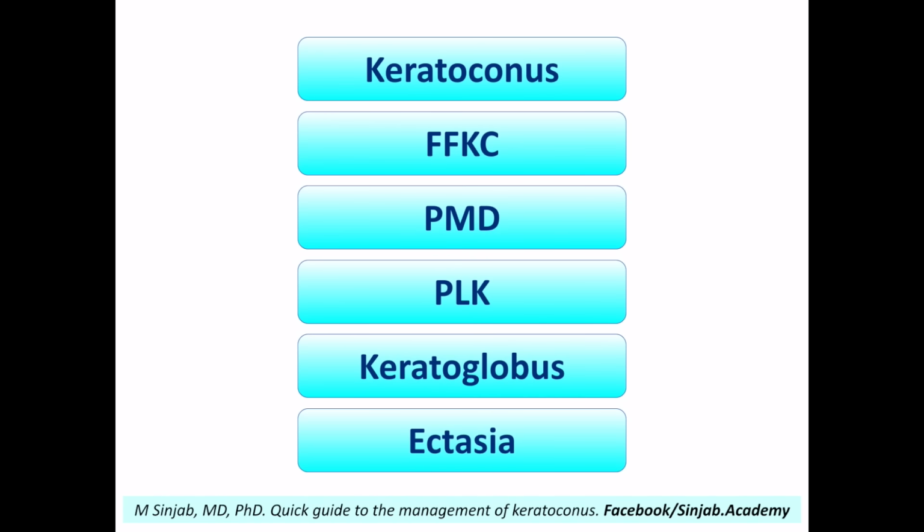In the last videos, we talked about keratoconus, but it is very necessary to mention other entities. We have to talk about Fruste keratoconus, Pellucid marginal degeneration, Pellucid-Like Keratoconus, and Keratoglobus. And we have to know something about iatrogenic ectasia.